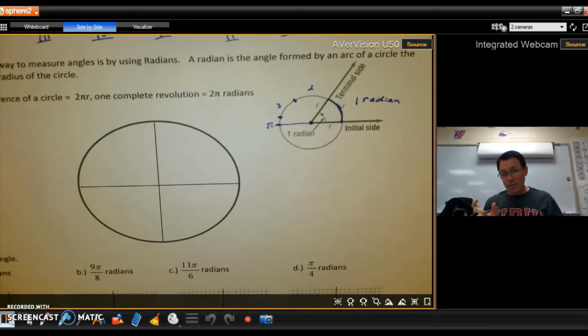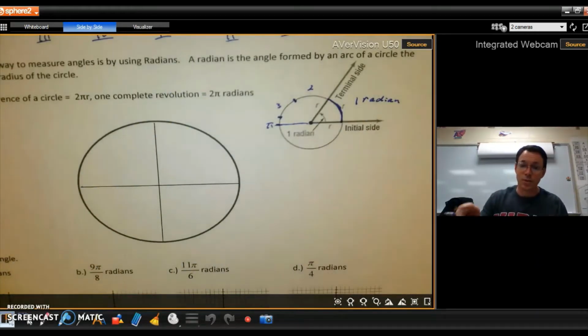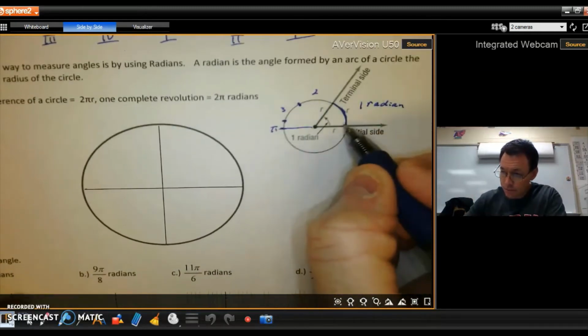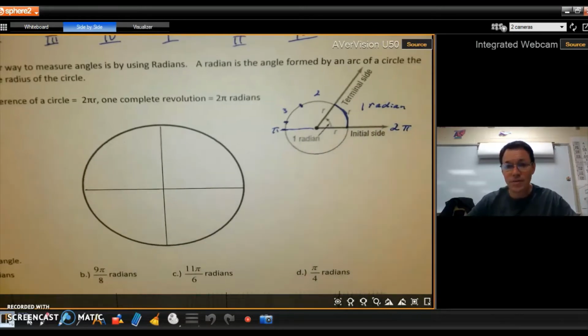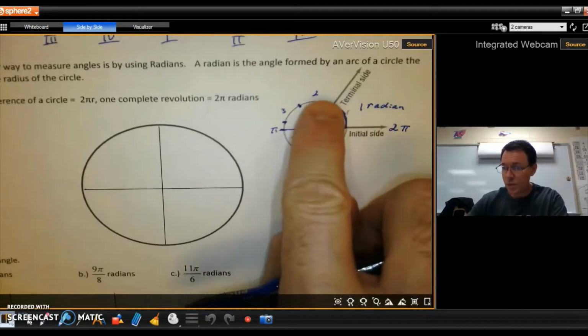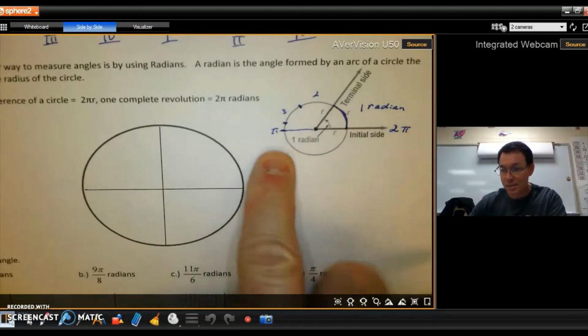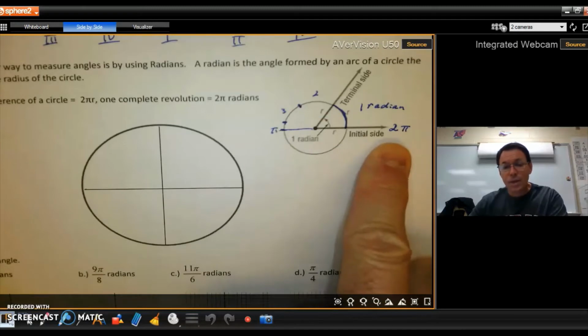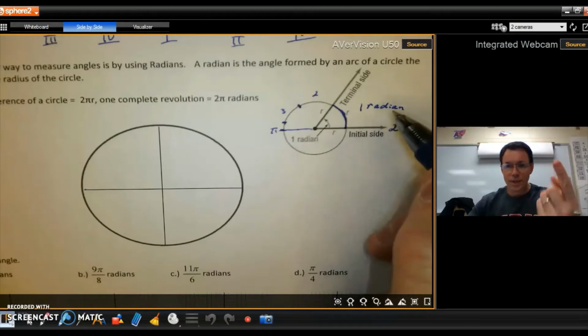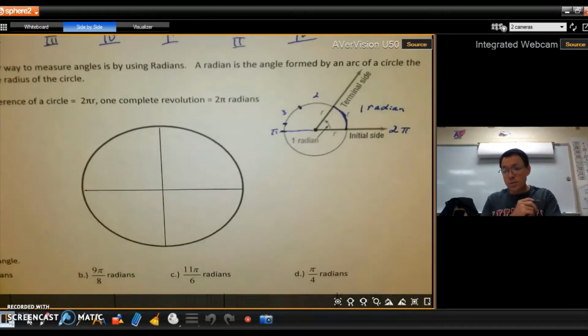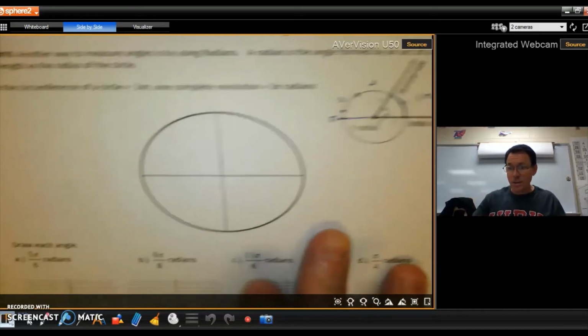Because we're using a radius, and because the circumference, which is what we're doing, we're going around the circle, the circumference of a circle is 2 pi times the radius, then that means a complete circle is going to consist of 2 pi of these radians. So that's 1 radian, that's 2 radians, that's 3 radians, that's pi radians, and that's 2 pi radians. Now, once you understand that, we're never, ever going to talk about 1 radian or 2 radians. We're going to use increments of pi to talk about these things.